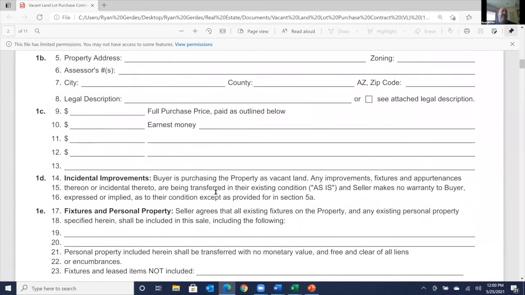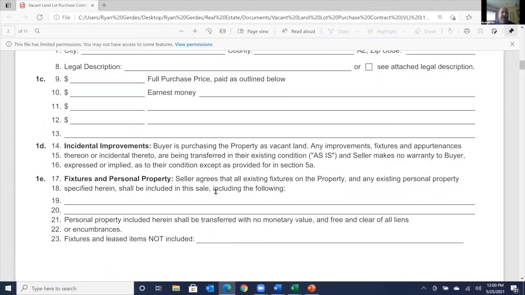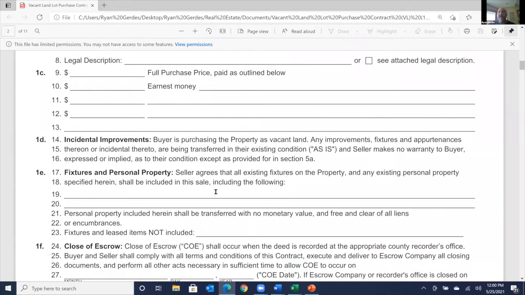Incidental improvements. So in the event that there's an improvement on a vacant piece of land, maybe like a shed or like a parking slab, it is simply saying that those things will be conveyed in as-is condition. If there are other fixtures or personal property on the land, then it must be identified in section 1E. Maybe it could be some fence posts, maybe it could be some signage, any of those types of items, but they are generally transferred with a non-monetary value.